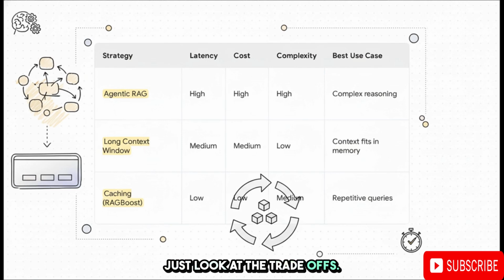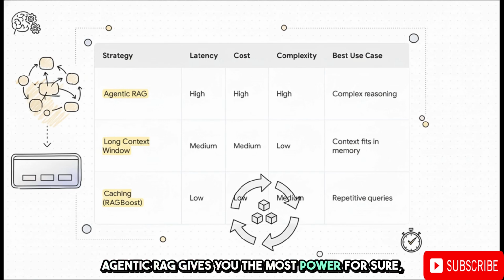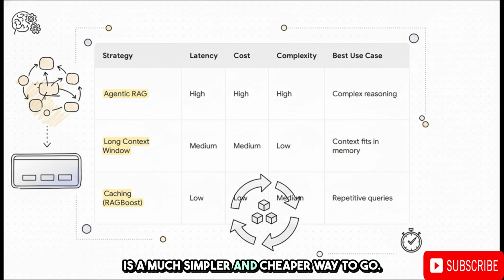Just look at the trade-offs. Agentic RAG gives you the most power, for sure, especially for complex multi-hop questions. But you're going to pay for it in latency, cost, and a ton of engineering complexity. On the other end of the spectrum, if your use case is simpler and all the context can fit into memory, a long context window model is a much simpler and cheaper way to go. And for those high-throughput apps with lots of repetitive questions, a smart caching layer like RagBoost is going to be your best friend for keeping latency and costs way down. The right architecture depends completely on the problem you're trying to solve.